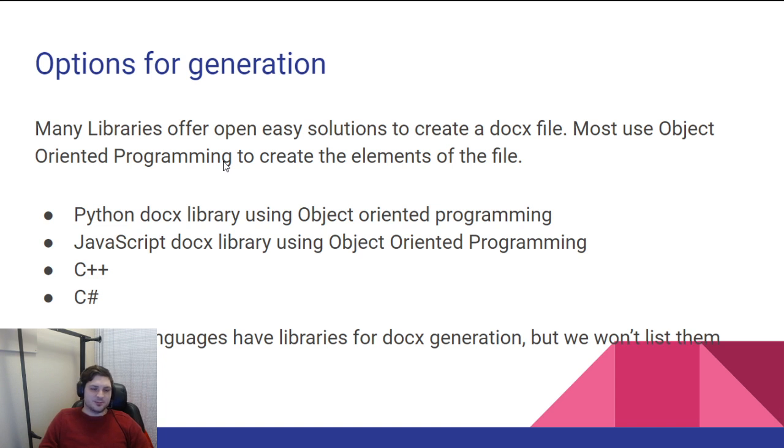So options for generation. Many libraries offer generation options. There's not really a mainstream language out there that doesn't have some library for a docx generation. Most all C-based languages have it, and a few of the interpreted languages. The ones that we're going to talk about today are Python and JavaScript, specifically the libraries called docx within those. There's some other libraries out there that you can use too, and I'm sure they're great. I just don't have any experience with them. And these ones seem pretty straightforward and malleable. So yeah, I found libraries in C++ and C#. I haven't used them yet.